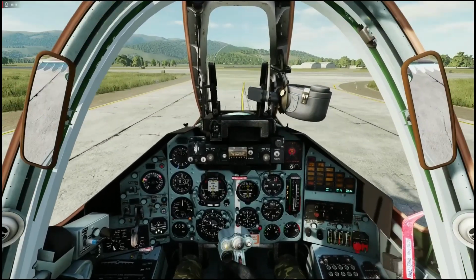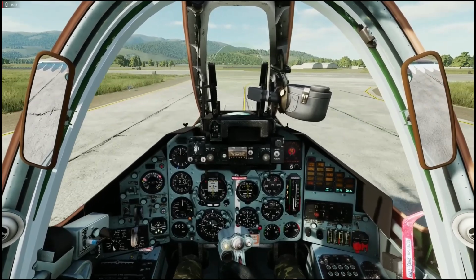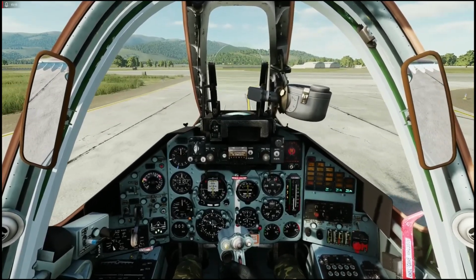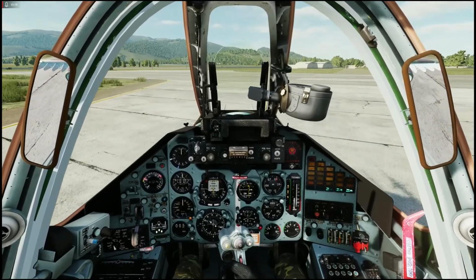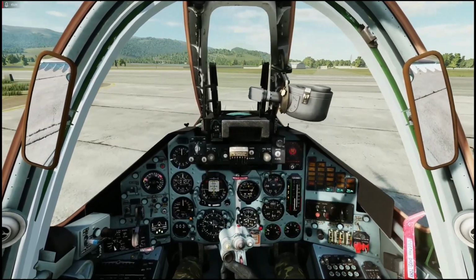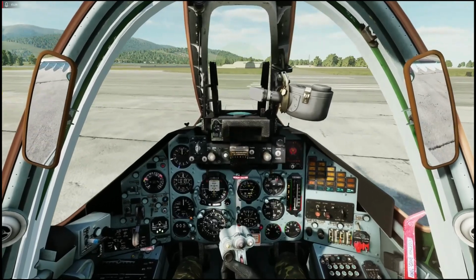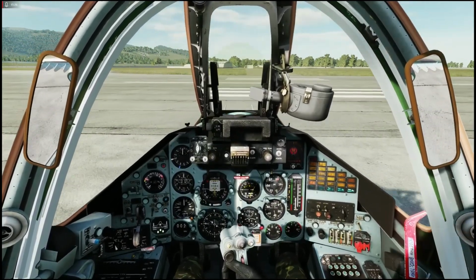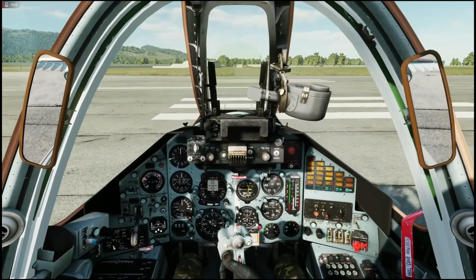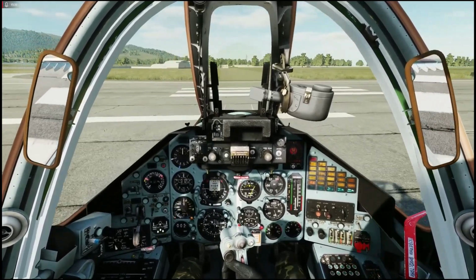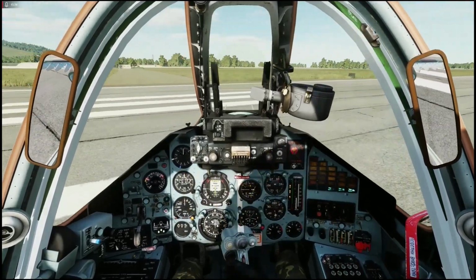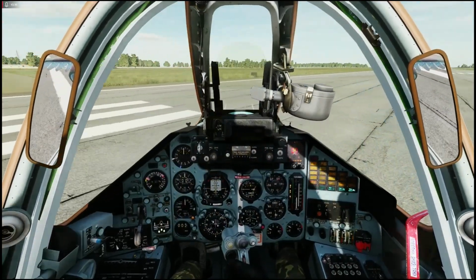And closing canopy. And we're going to have a right turn.